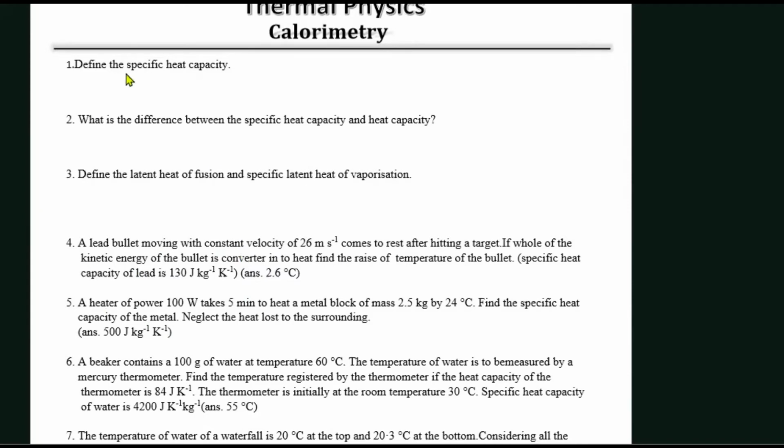All right, these things are pretty basic. I guess you can figure them out. So let us go for the fourth question. Let's discuss from the fourth question onwards. It says a lead bullet with constant velocity of 26 meters per second comes to rest after hitting a target.